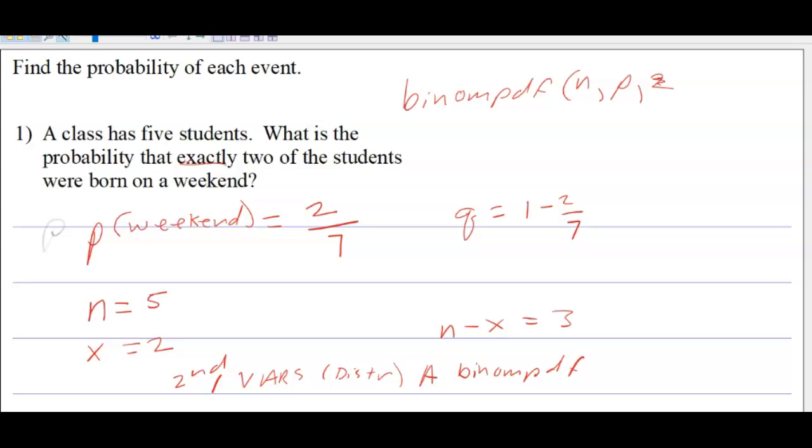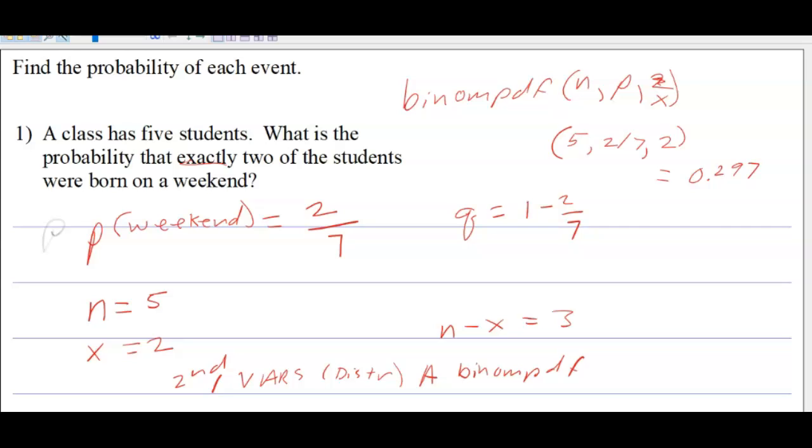And x is how many were successes. So the number of trials, the probability of success, and the number of successes. In my case, I put in binom PDF 5, comma, and then 2 divided by 7. You don't have to simplify it for the calculator. It knows what to do with that. And then I did a 2. And I got a probability of 0.297.